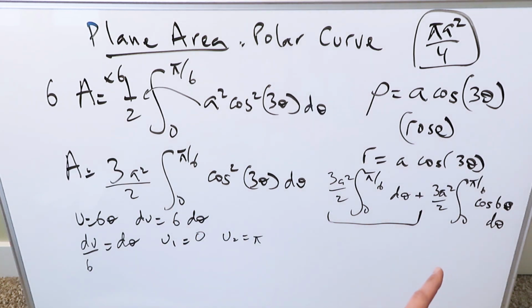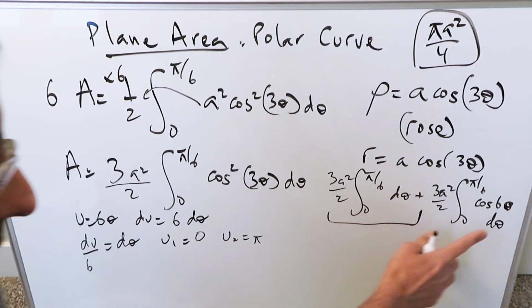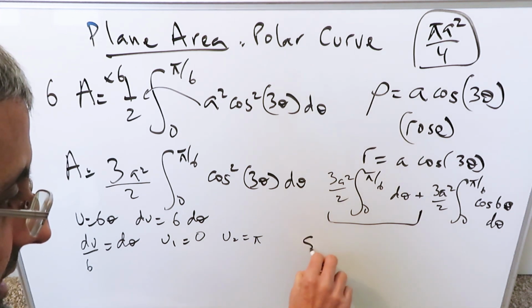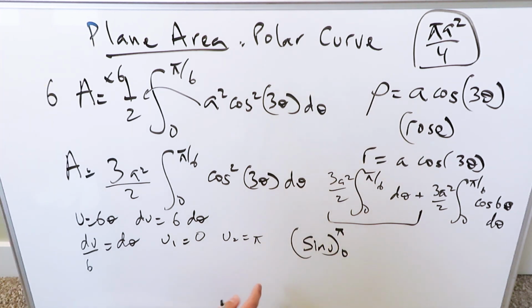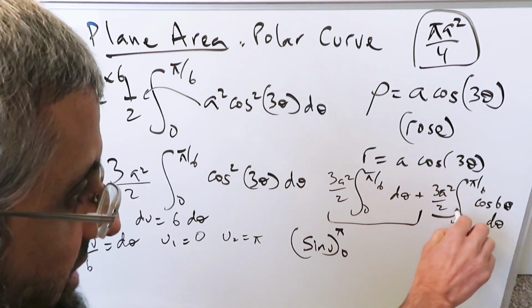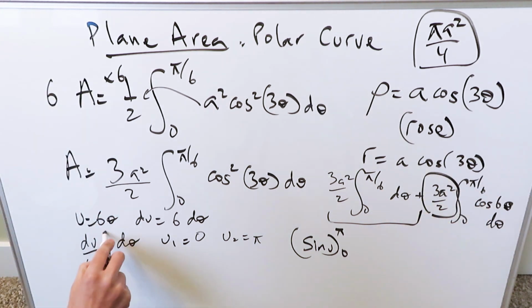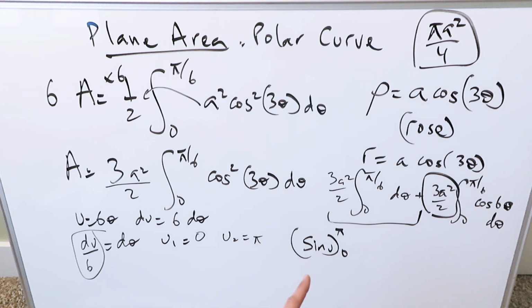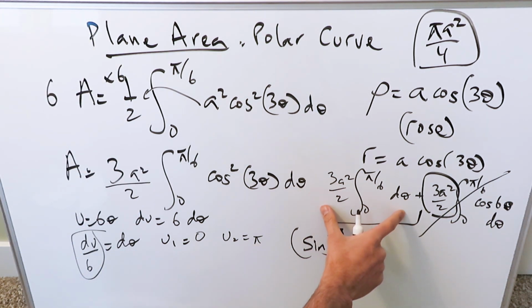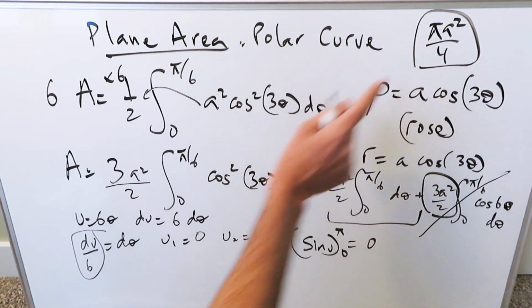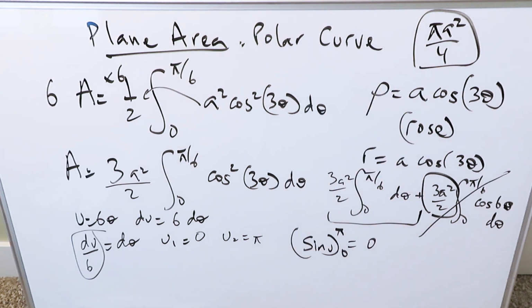After the u substitution, you have cosine u. What's the antiderivative? It's sine u. Looking at it from pi to 0, I'm ignoring the fact that I have 3a squared over 2 and the 1 over 6. Why? Because when I do this, I'm going to zero out. This 0 will nullify this entire integral, meaning my entire area for that rose comes only from the first part of the integral, which has already been determined: pi a squared over 4.